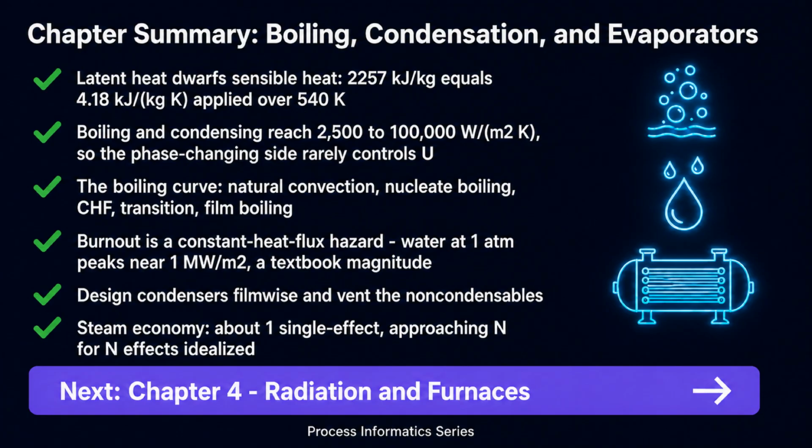The boiling curve runs natural convection, nucleate boiling, critical heat flux, transition, and film boiling, with water at 1 atmosphere peaking near 1 megawatt per square meter as a textbook magnitude. Burnout is a constant heat flux hazard, so design with margin inside nucleate boiling. Condensers are designed film-wise because drop-wise promoters degrade in service, and non-condensables force vapor to diffuse through them, hence vents and ejectors. Steam economy is kilograms of vapor per kilogram of steam, about 1 for a single effect, approaching N for N effects idealized, less in practice.